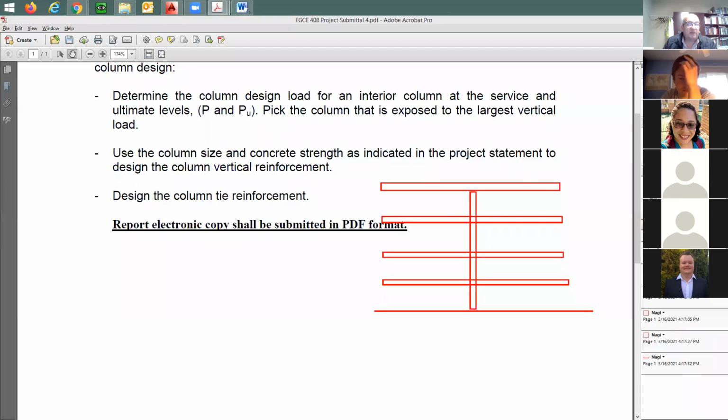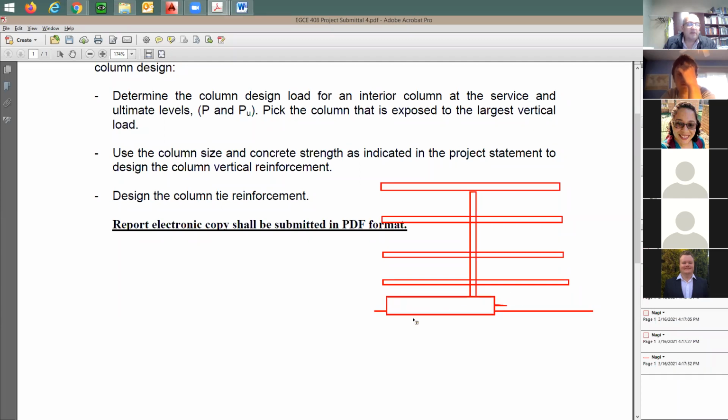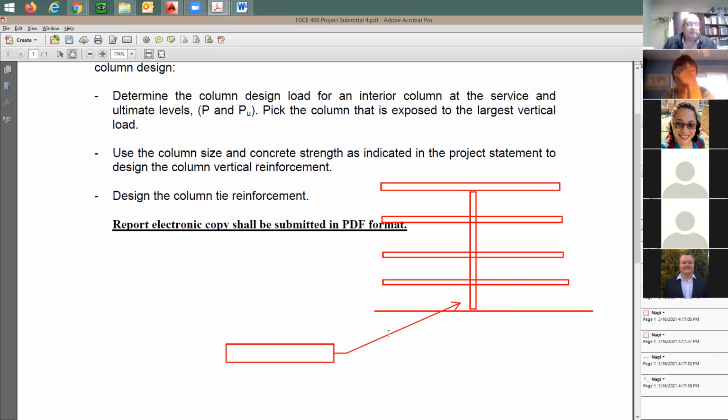When you design the column at this point, right here, you need to find out the load coming from the roof, fourth, third, and second. Just add them all up together. At the end, you're going to have P dead load and P live load. So I'm going to write them here: P dead load, P live load, and then P ultimate.